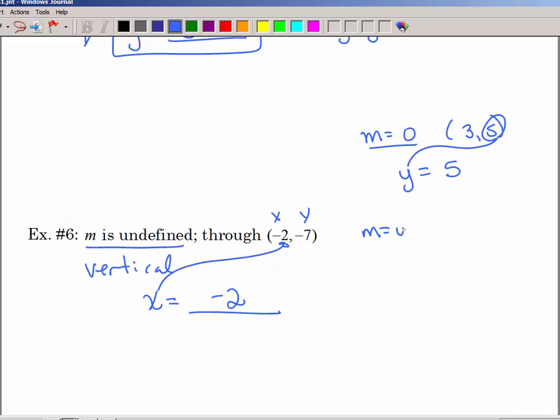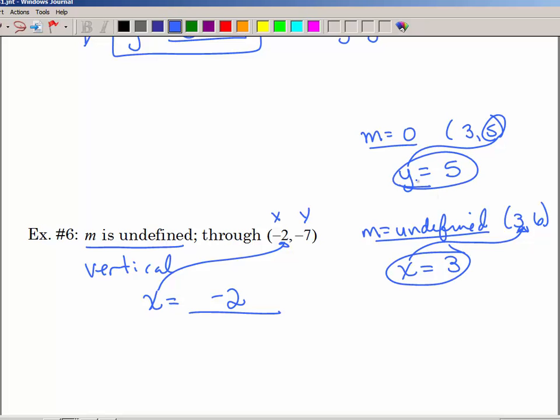If I tell you M is undefined, it goes to the point 3, 6. This tells you it's vertical, so it's x equals 3. Just a little bit of memorization will save you a lot of time.